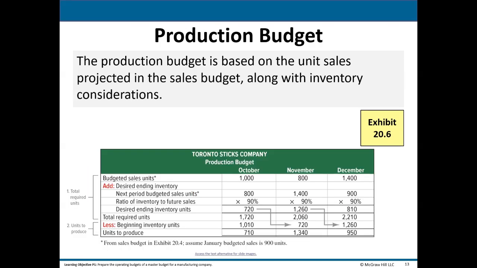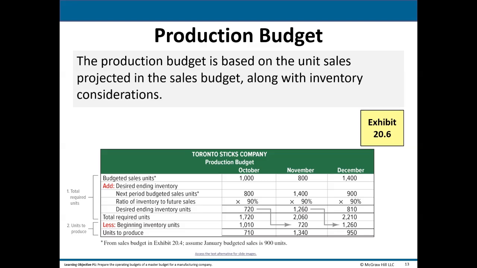Starting in October, TSC decides that the number of units in its finished goods inventory at each month end should be equal to 90% of next month's budgeted sales. For example, the inventory at the end of October should equal 90% of the budgeted November sales, and so on. We can now prepare the production budget in Exhibit 20.6.